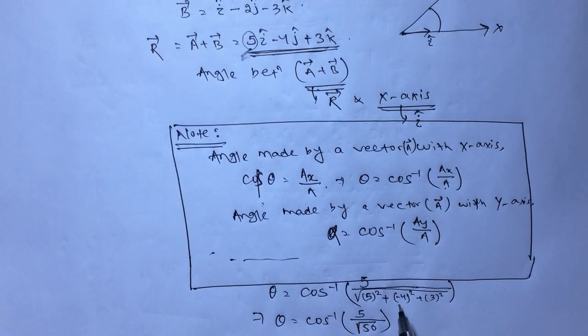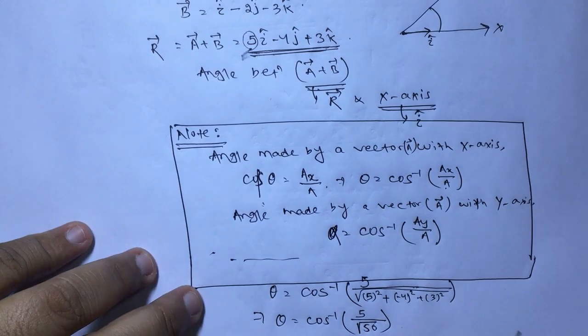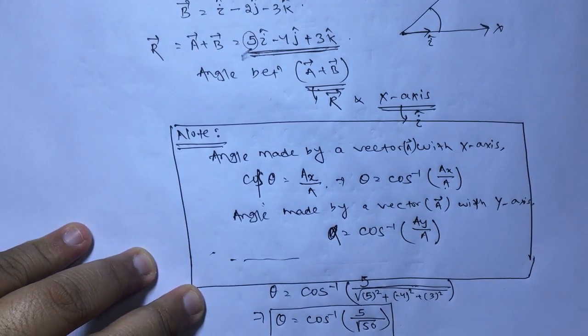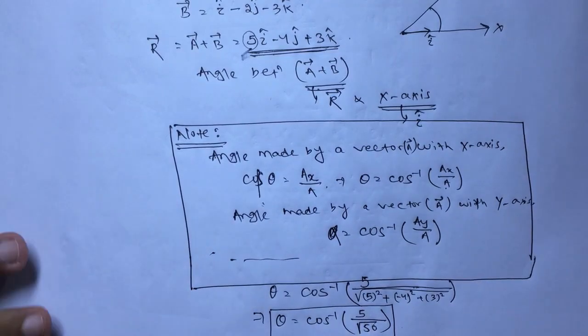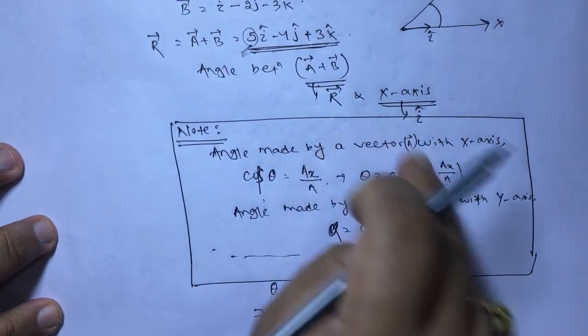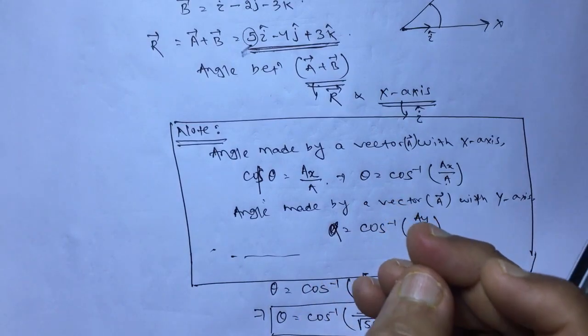25 plus 16, it is 41, plus 9 is 50. 5 by root 50. So this is the answer. Theta will be equal to cos inverse of 5 by root 50. Okay. Now let us understand this part in somewhat elaborate manner.